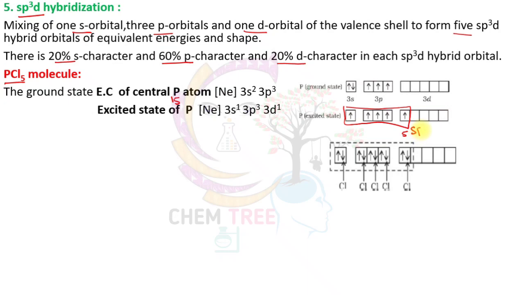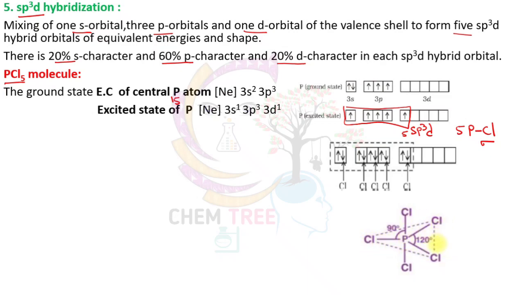5 sp3d hybrid orbitals. These 5 sp3d hybrid orbitals overlap with 5 chlorine atoms to form 5 P-Cl sigma bonds, and the structure for PCl5 is like this.